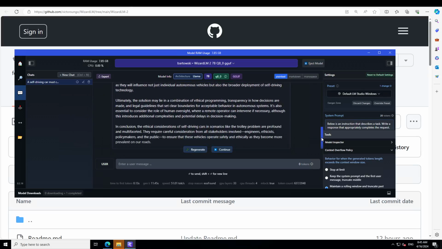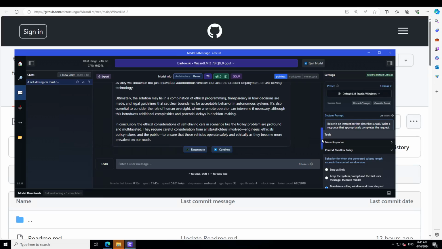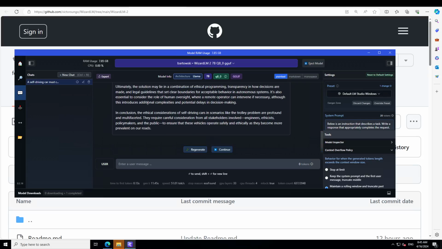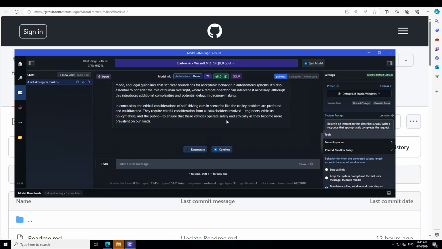Amazing. And then ultimately the solution may lie in a combination of ethical programming, transparency, and legal guidelines. It is also giving us a conclusion that ethical considerations of self-driving cars in scenarios like the trolley problem are profound and multifaceted. How good is that? Amazing response. I think one of the best I have received.